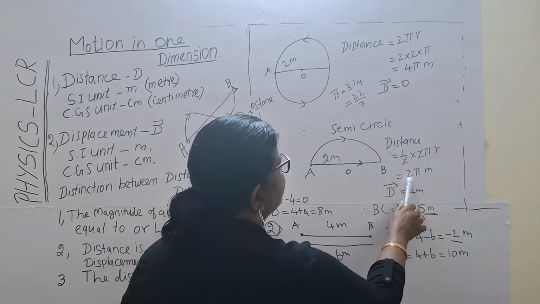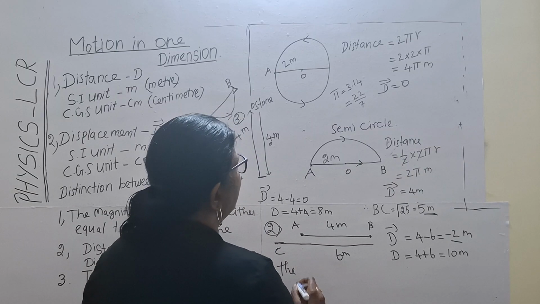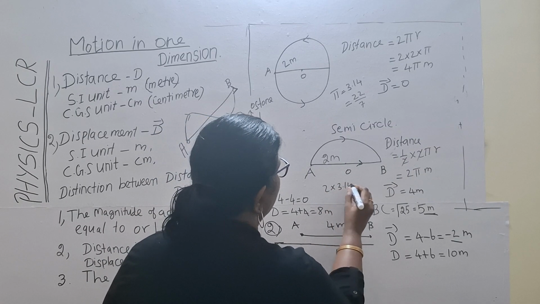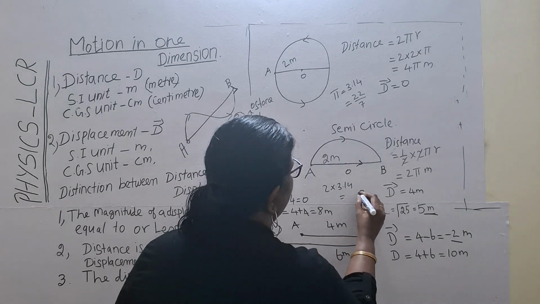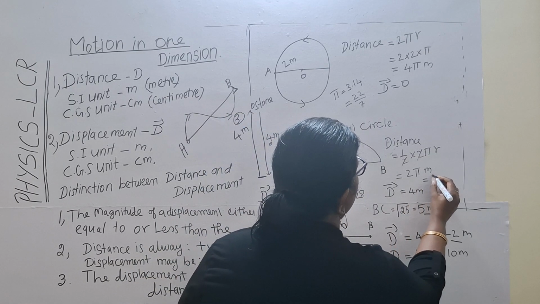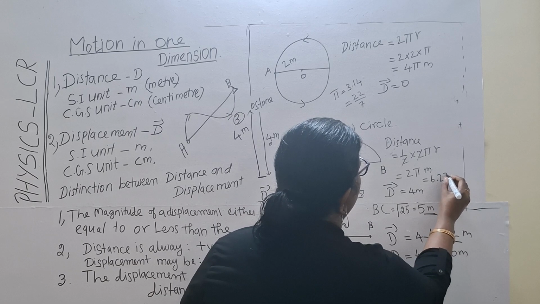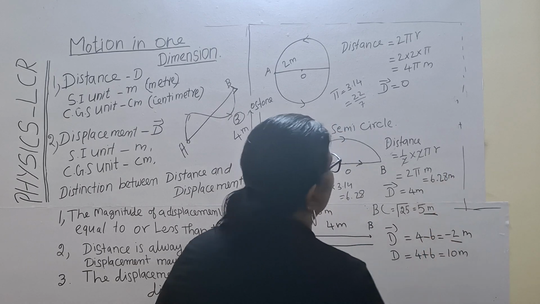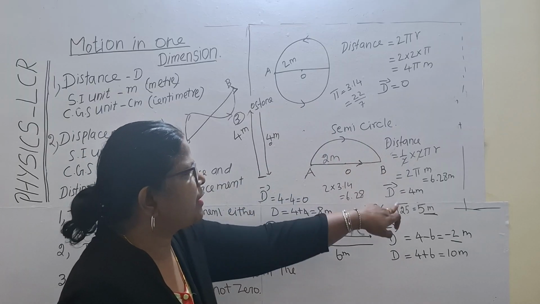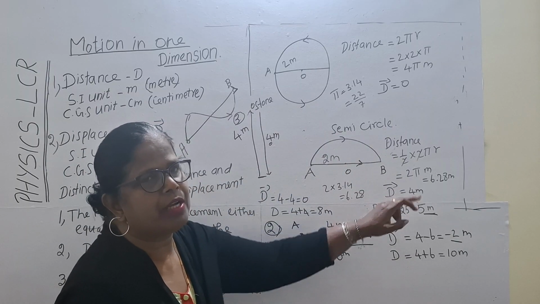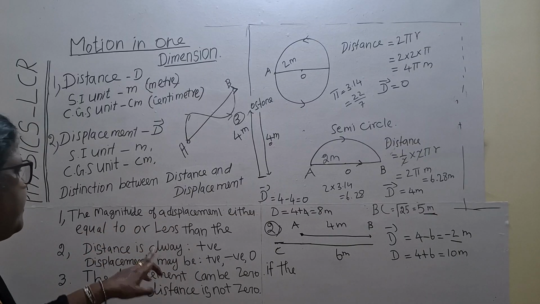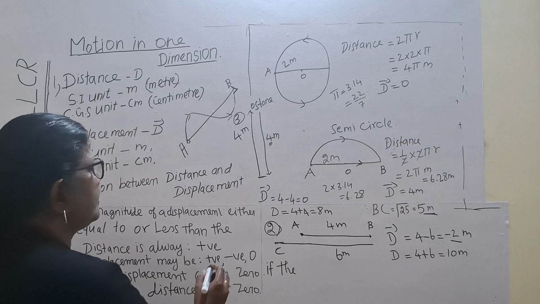So this distance will be more only, girls. How? Just to see, 2 into 3.14. This will be 6.28, so here the answer will come 6.28 meter. That is what I told. Distance is always larger. Displacement is smaller only. Here we studied that the magnitude of the displacement is less than the distance.